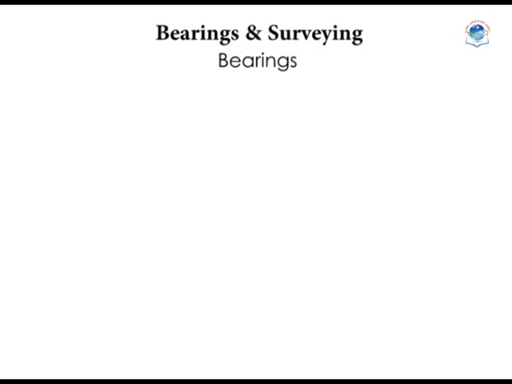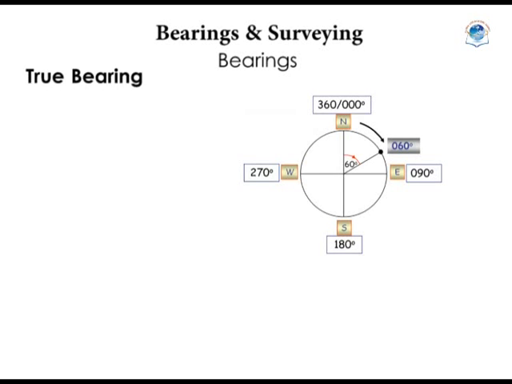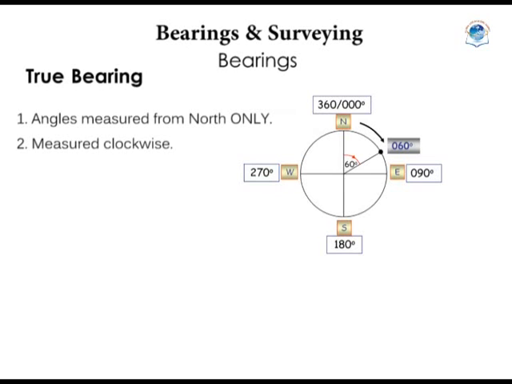Now there are 2 types of bearings: true bearing and compass bearing. We start with true bearing. This is the most common bearing. For true bearing, we have to remember 3 things. First, the angles are measured from the north only. Secondly, they are measured in a clockwise direction. And thirdly, they are written with 3 figures. If there are 2 numbers, we add a 0 in front. North is equal to 000 degrees. East is 090 degrees. South is 180 degrees. And west is 270 degrees.